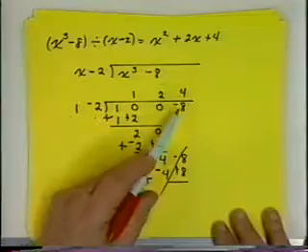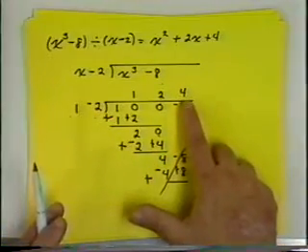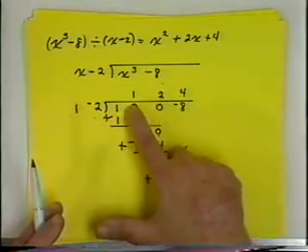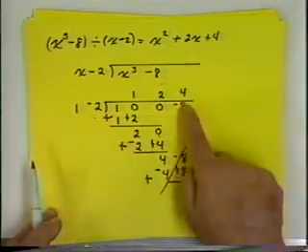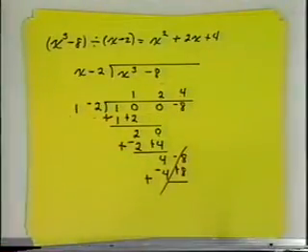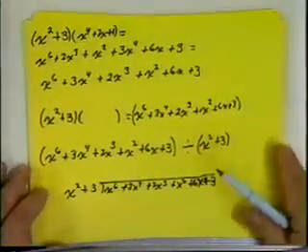1, 2, 4. But what's the code? 1's, x's, x squareds. The answer is what? 1x squared plus 2x plus 4. And by the way, this just works over and over again.